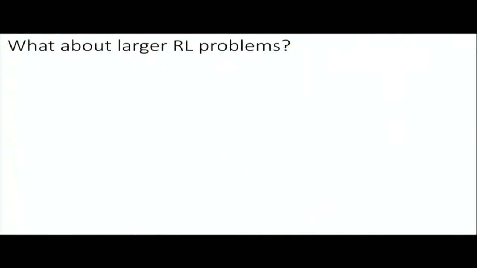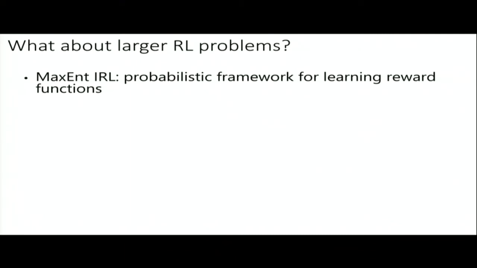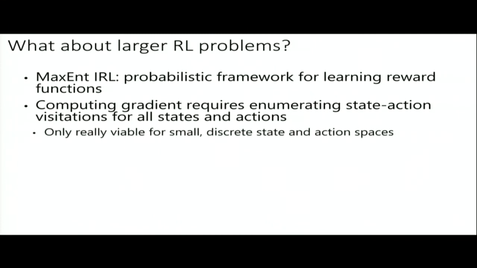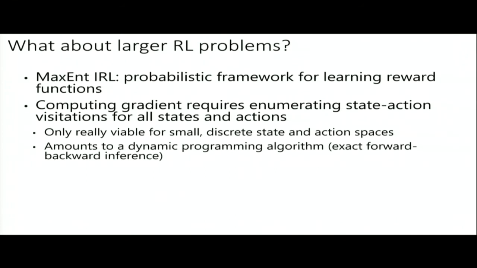So what about larger reinforcement learning problems? The maxent IRL framework gives us this probabilistic framework for learning reward functions. It's a nice probabilistic model. But computing the gradient requires enumerating these state action visitation frequencies, which can be intractable. So it's only really viable for small discrete state and action spaces. And it basically amounts to this dynamic programming algorithm. If you remember from last week, we talked about how computing those backward messages exactly looks a lot like value iteration. And in practice, using maxent on these discrete spaces also amounts to a very value iteration-like algorithm. So it's good for small spaces, but doesn't really scale to large spaces or to unknown dynamics.